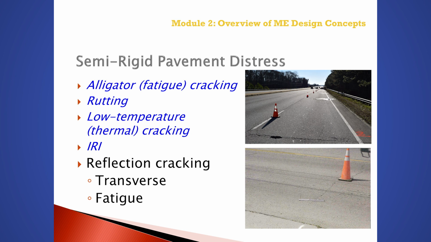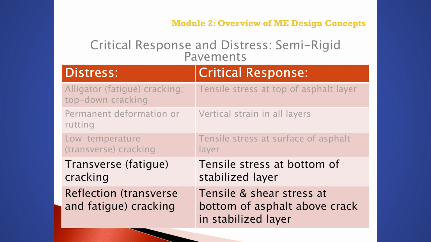All distresses for semi-rigid pavements used in the PMED software are defined and measured in accordance with the long-term pavement distress identification manual. The IRI is also predicted for semi-rigid pavements and is discussed at the end of this section because it is considered a performance indicator for all types of pavements and is not predicted from a mechanistic response parameter. A summary of the different distresses and the critical responses that are used to predict the distresses in semi-rigid pavements are included on this slide.